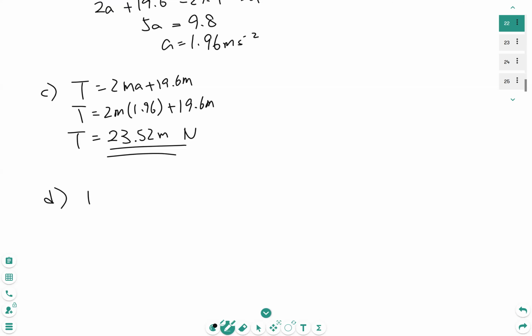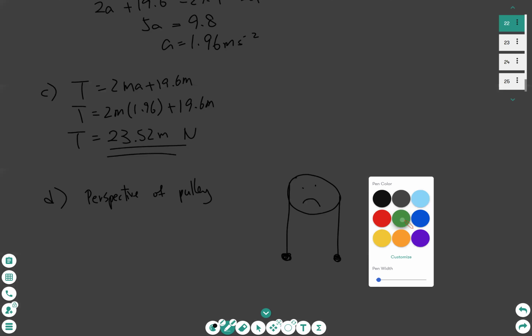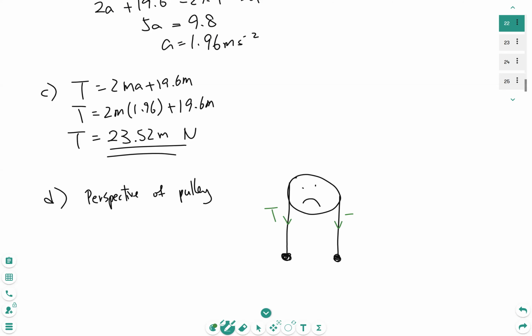So here's the pulley, here's P and here's Q. Now, the pulley is actually quite sad. The reason is, imagine you are the pulley and the string is like your hair. What happens if someone attaches a weight to the end of your hair? You will feel your hair being dragged downwards, right? So for the pulley, the tension will be downwards.